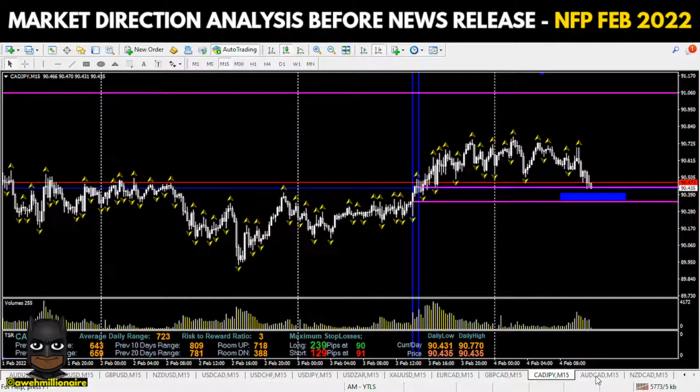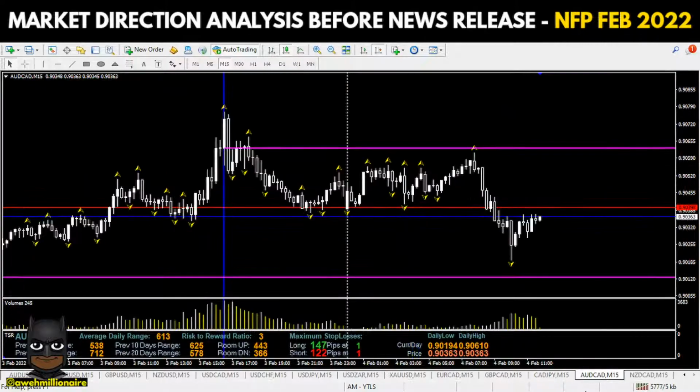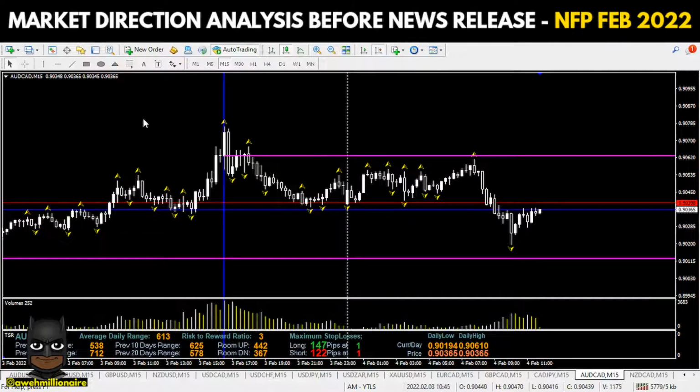And then we have AUDCAD over here, price is coming down from the supply level. The next highly likely level to get tested here is the demand level. So yeah, I'd say let's wait and see as close as possible to the news. If price comes down to test the demand, then you can look to buy from there. But for now, there's not a clear setup on AUDCAD at the moment.